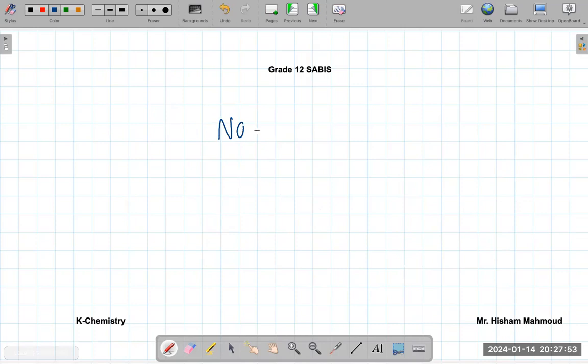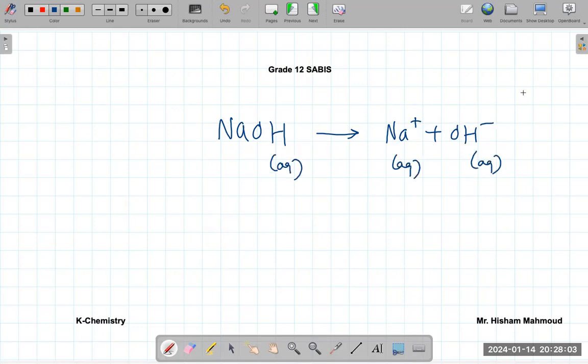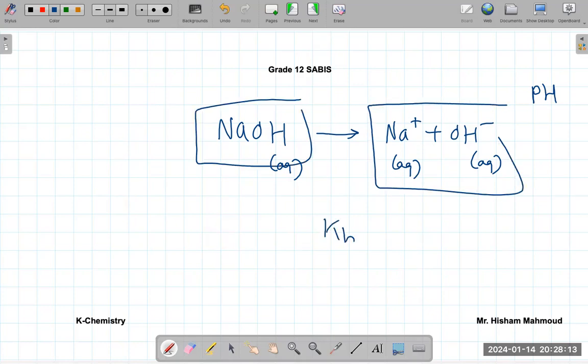What about the strong bases like NaOH? Most or all of the base is decomposed into Na+ and OH-. That's why the OH- concentration is very high. That's why the pH is very high. This one is completely decomposed, so the products are much more than the reactant, so the Kb is still high.